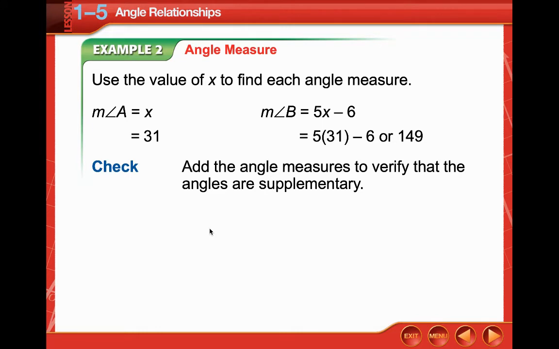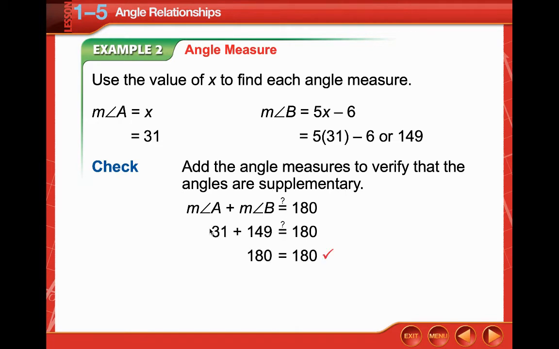All right, double check it. 31 plus 149 should equal 180. And boom, it does. So the angle measures are 31 and 149.